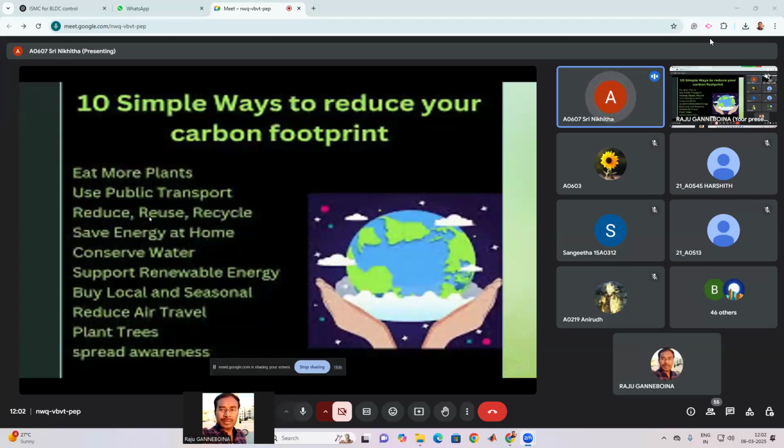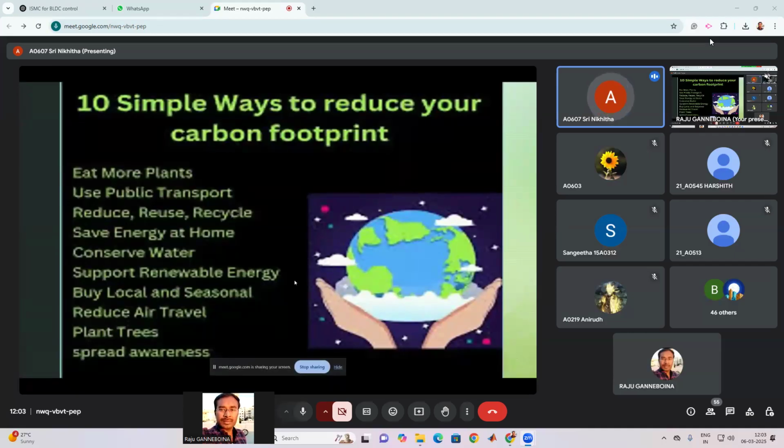And the third one is reduce, reuse, recycle. These triple R's can also play a major role in reducing carbon footprint. And the next one is saving energy. By saving energy, we can also reduce carbon emissions, and also by planting more trees, spreading awareness, and conducting many conferences on how to reduce the carbon footprint, which is also called carbon offsetting. By these ways, we can reduce carbon footprint.